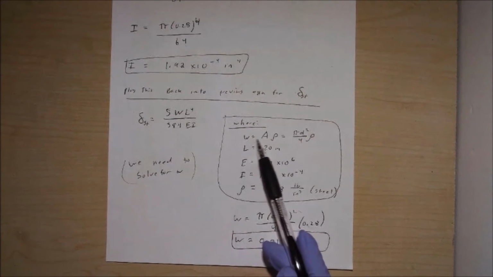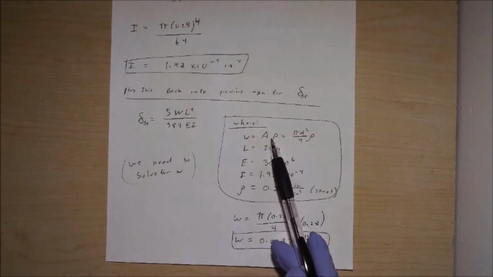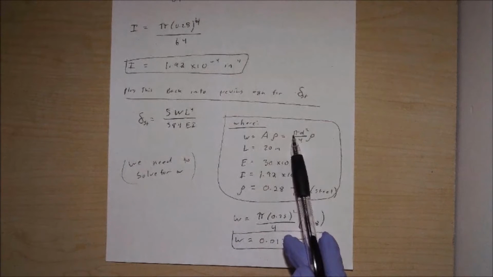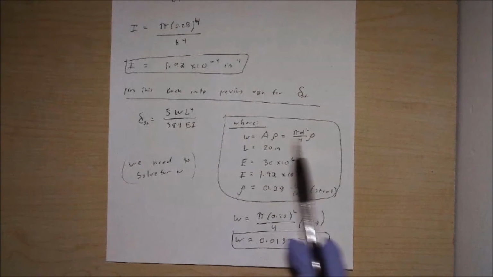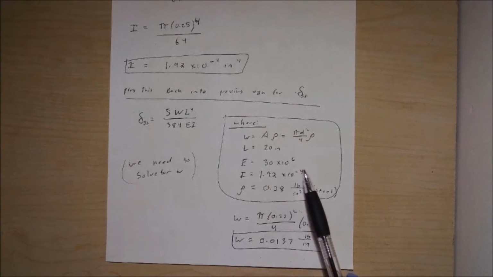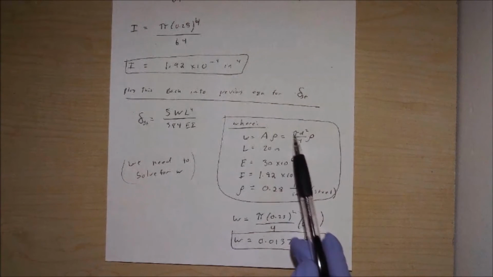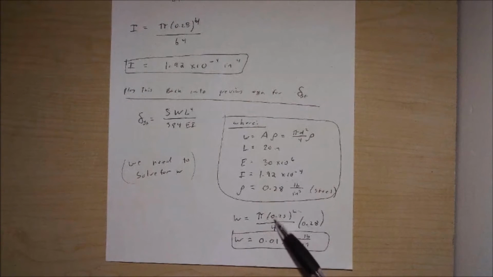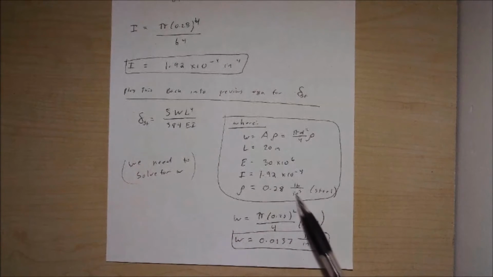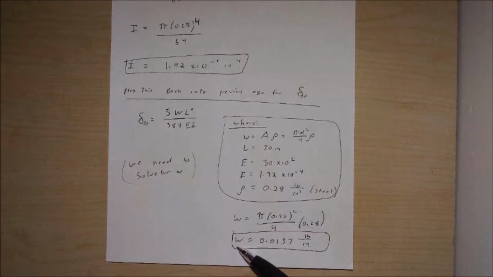And we see that we do need to solve for our W. We look up our relationship for W. W for this particular problem here would be given by A times rho, our density, which is equal to pi d squared over 4 for area times our rho value there. So then what we can do is come down here and plug into this relationship our d value, which is pi d squared all over 4 times our density over here. Our rho is 0.28, again from the lookup. So we do this out here, and we now get a value for our W of 0.0137 pounds per inch.